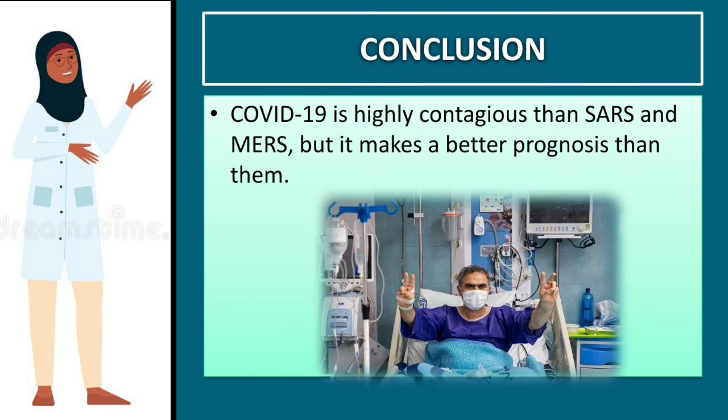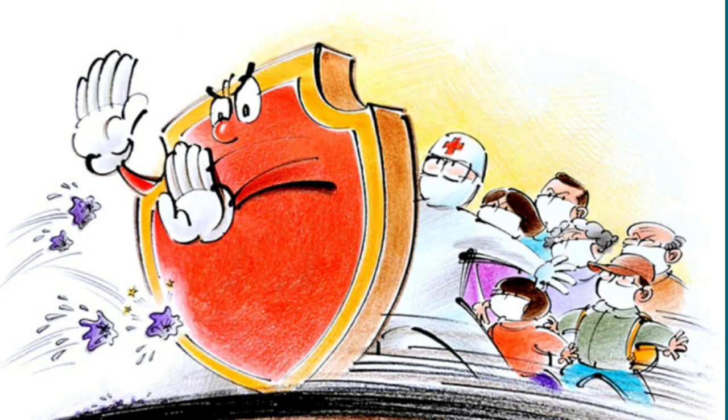So, as a conclusion, even though COVID-19 is highly contagious, we can prevent it by focusing on hand hygiene and respiratory hygiene. In addition to that, early recognition of this disease and appropriate symptomatic and preventive management can give a better prognosis than SARS and MERS-CoV.